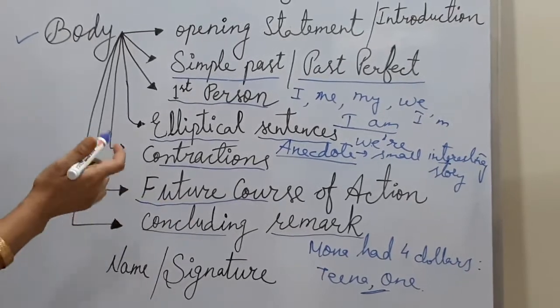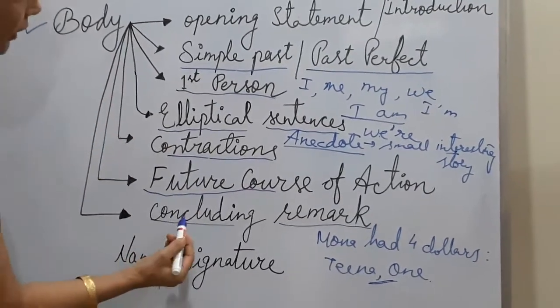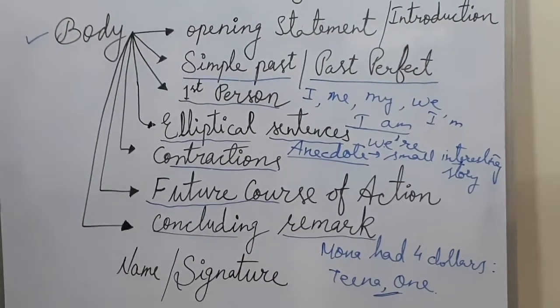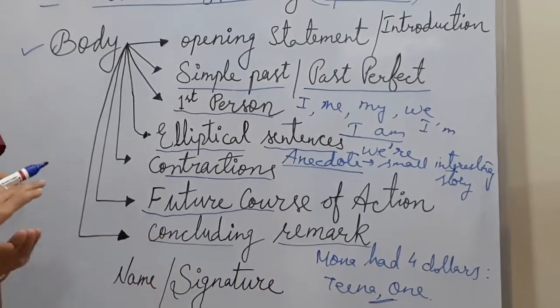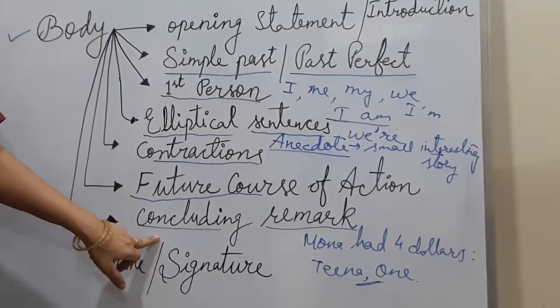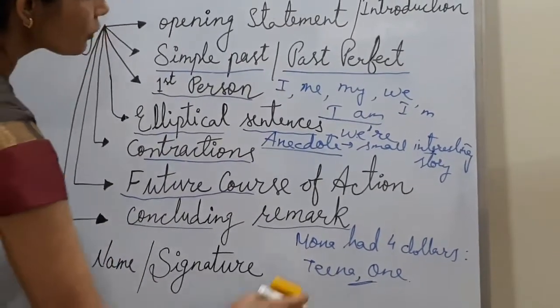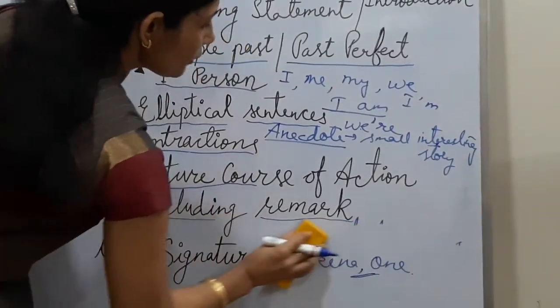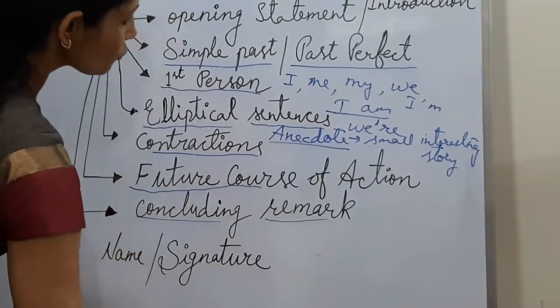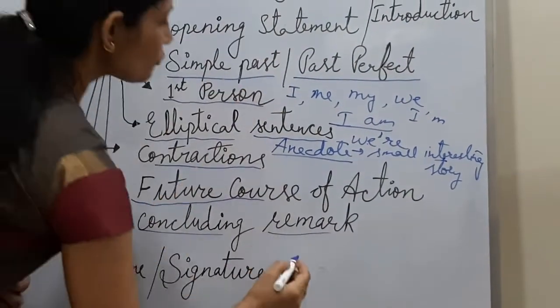Now moving ahead, we have the concluding remark. So what do you mean by concluding remark, children? Now we are going to end today's diary. So for ending we will write some concluding remark. So what should be the concluding remark here? It will be "see you soon". So "see you soon" you are writing to your diary. Your diary is your best friend.